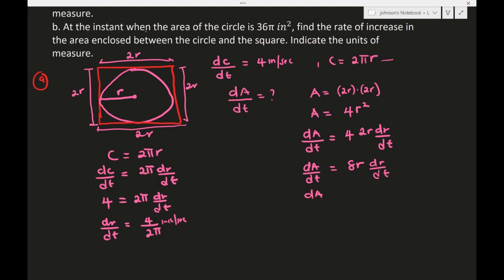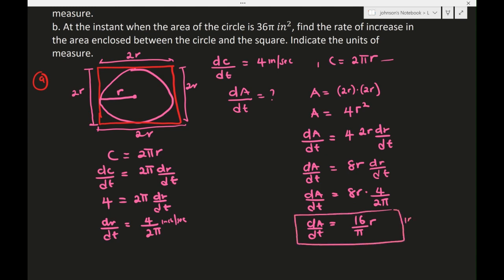So if we come back here, it means our dA/dt is going to be 8r multiplied by dr/dt. And dr/dt is 4 over 2 pi. So it means the dA/dt is going to be just 16 over pi, multiplied by r. And this is going to be inches per second as well.